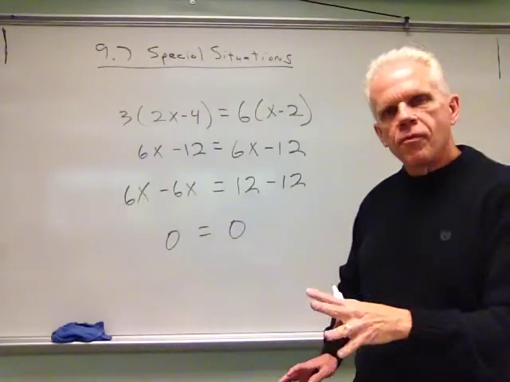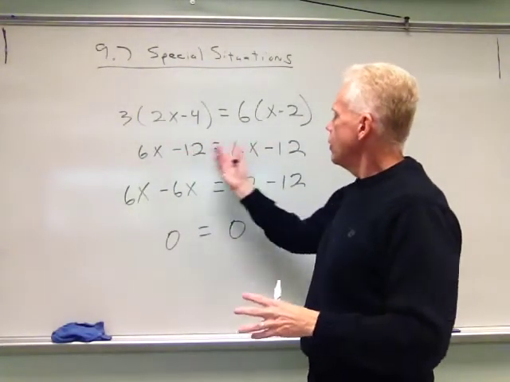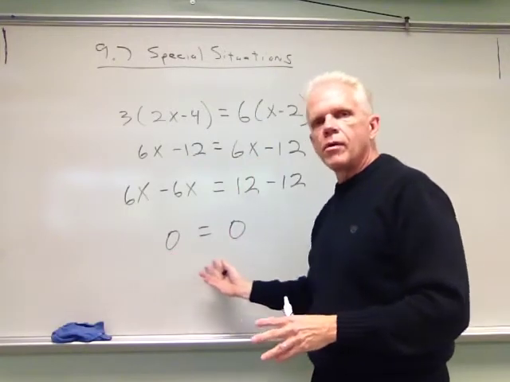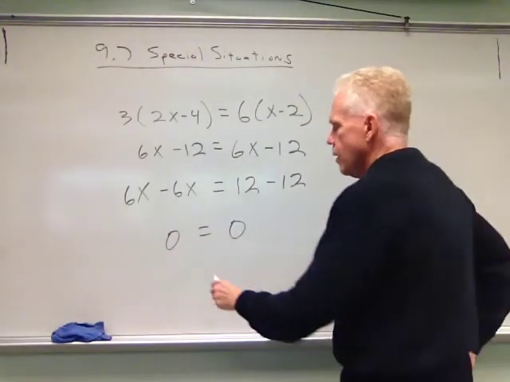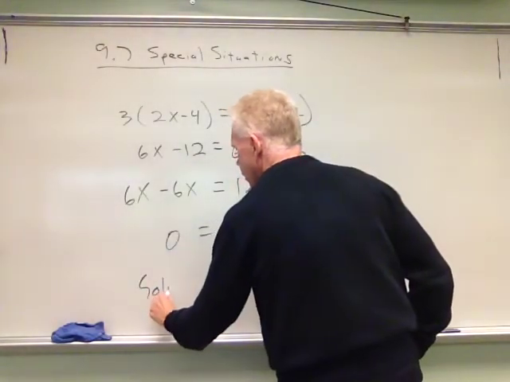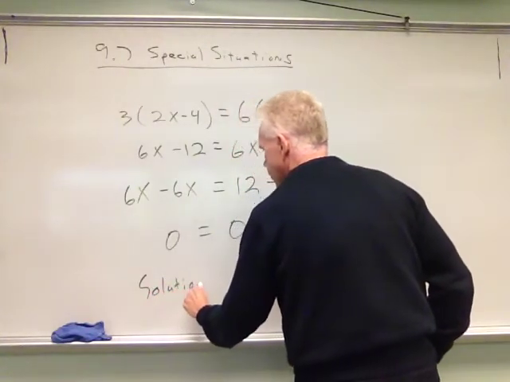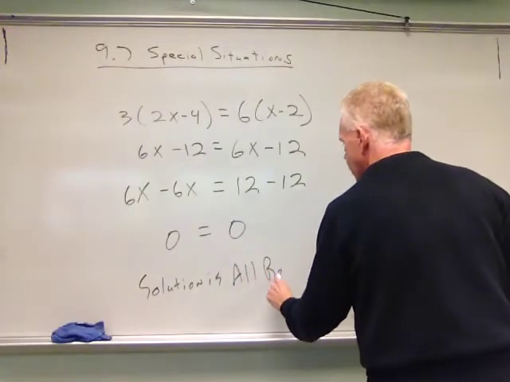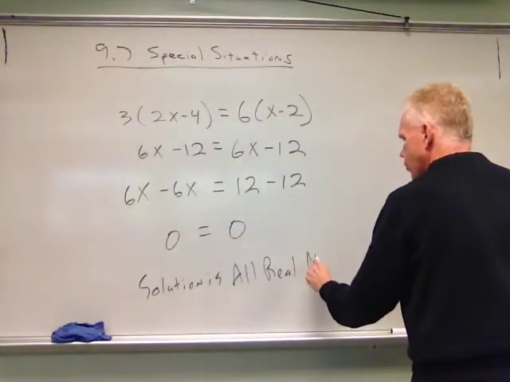Anytime we end up with 0 equals 0, even if we don't recognize up here that these two are exactly the same, then the solution is all real numbers.